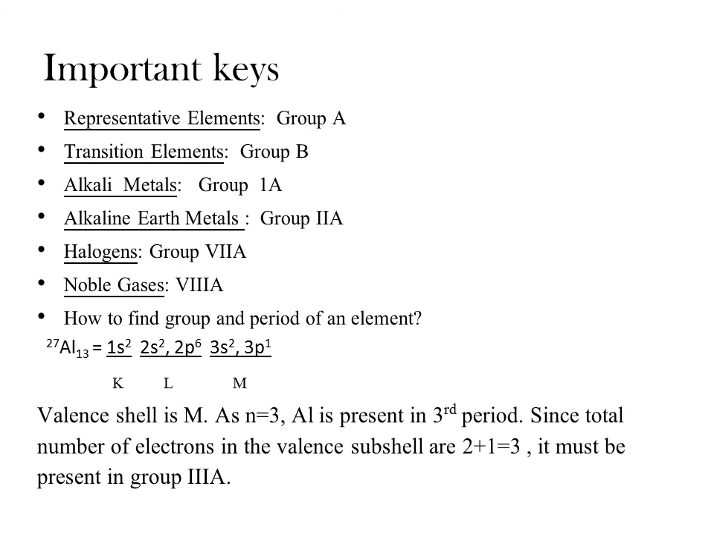Then we can say that M is its valence shell, and there are 3 electrons present in its valence shell, so it is present in the third group. The number of shells indicates the period number, and the number of electrons in the valence shell represents the group number. Now students, with the help of atomic number and mass number, you can easily find out the real place of your element in the periodic table.